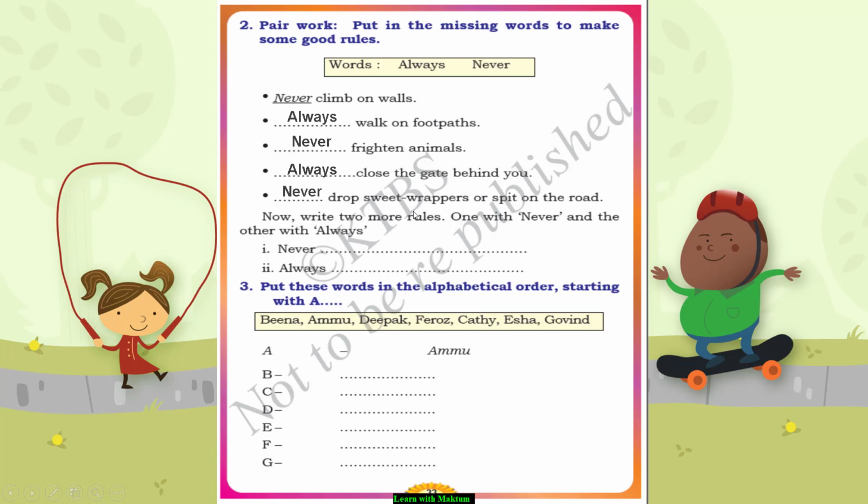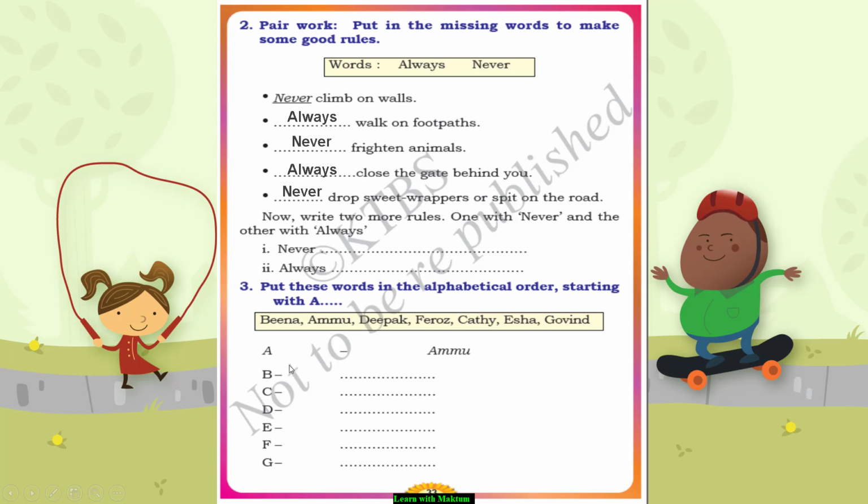Never drop sweet wrappers or spit on the road. Now write two more rules, one with never and one with always. Okay, it's your work, you can do. Okay. Put these words in alphabetical order starting with A.